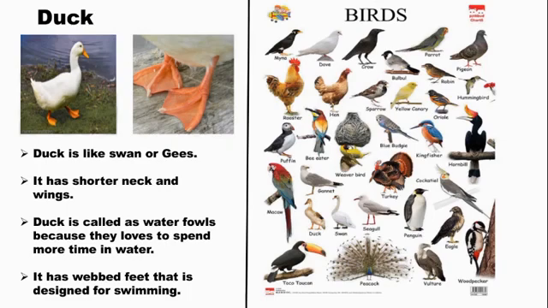Duck is called a waterfowl because they love to spend more time in water. Why do we call duck a waterfowl? Because they love to spend more time in the water. And it has webbed feet that are designed for swimming. See in the next picture you can see the duck's legs, isn't it? How are they? Webbed feet. It's like a web. With the help of these webbed feet, it can swim in the water.